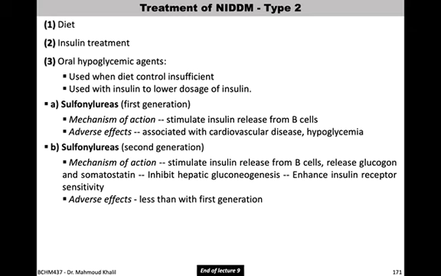The second generation of drugs used in type 2 diabetes is another generation of sulfonylureas, and it stimulates insulin release from beta cells, but also releases glucagon and somatostatin, inhibits the process of hepatic gluconeogenesis, and enhances the sensitivity of the insulin receptors. And its side effects are less severe than the first generation of the drug.